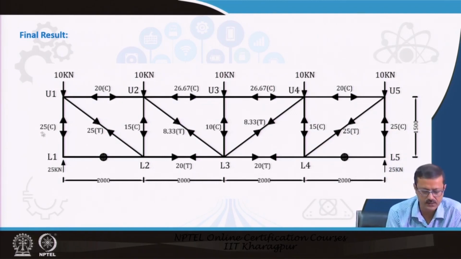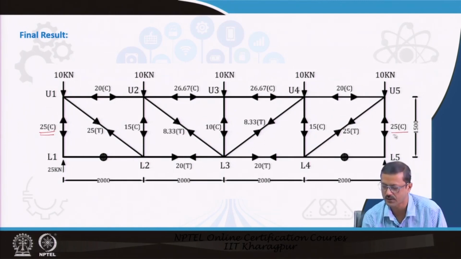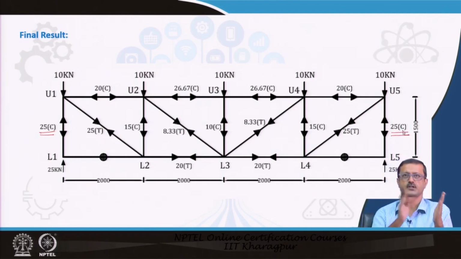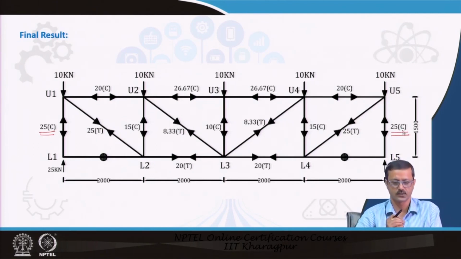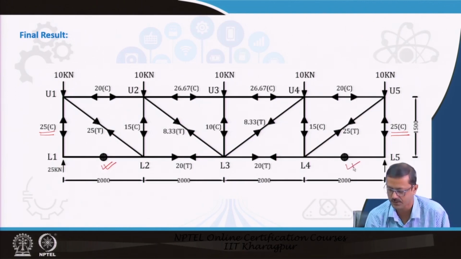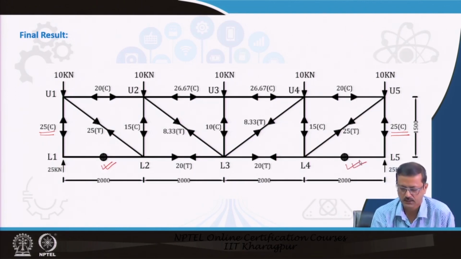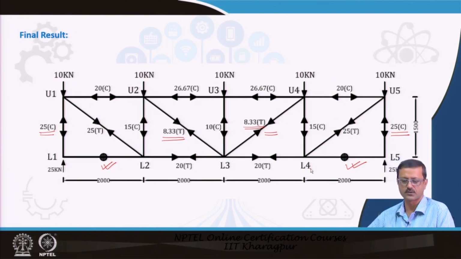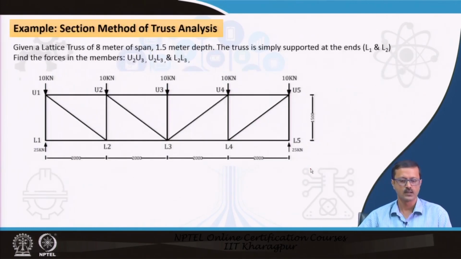So, if you say this is 25 compression, this has to be also 25 compression, because it is symmetrical. For symmetrical trusses, we can solve the half portion of the truss and rewrite the values over here. So, this is a 0 force member, this is also a 0 force member. Like that, suppose this is 8.33 tension. So, the mirror image 8.33 tension will be there. So, the whole truss can be solved by solving the half portion.